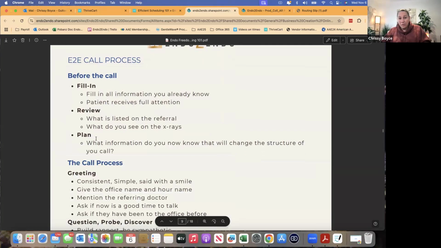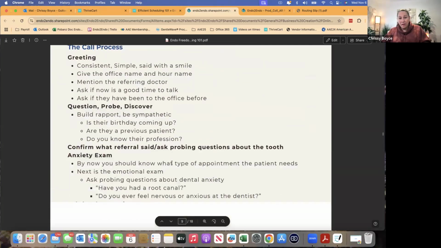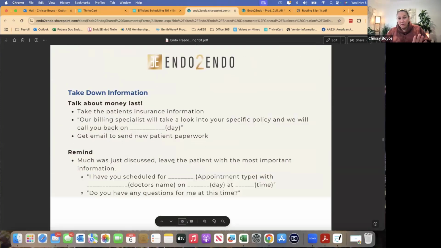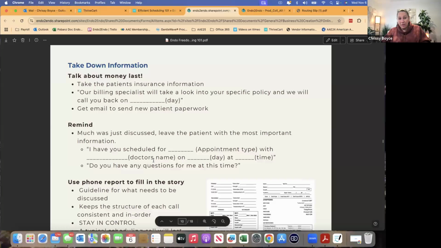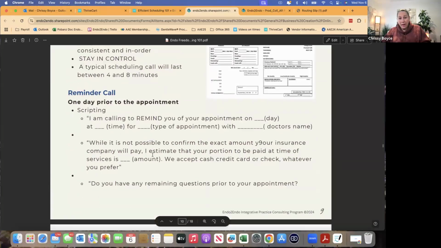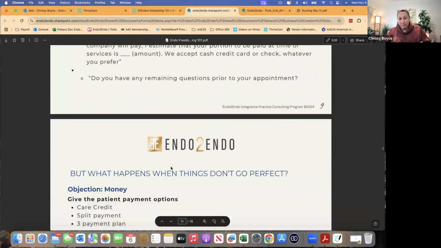Before the call, it tells you what to do before the call. It tells you what to do in the call process right here. So everything we've just talked about, this reinforces it, answers questions, and you take down all the information. And then there's the reminder call. So it talks about the confirmation.